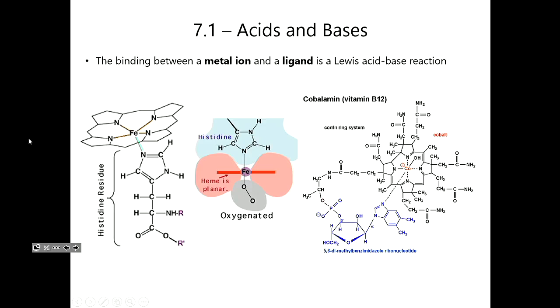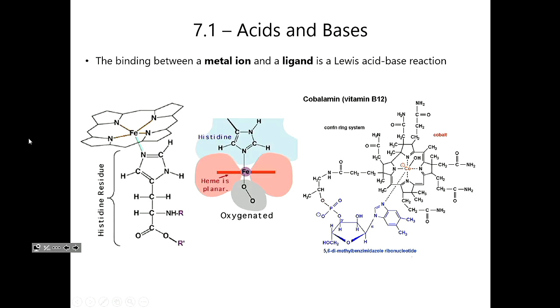Lewis acids and Lewis bases are amongst the most important types of compounds in biochemistry. For example, we've already talked about hemoglobin and how iron is latched onto the heme structure and how that heme structure latches onto the globin protein. We learned about this in the context of coordinate covalent bonds, and we learned about the oxygenation process, that oxygen ultimately binds to another position on the iron.